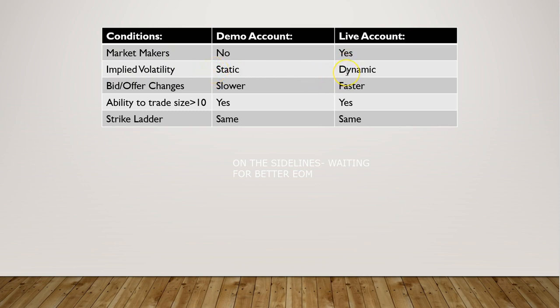And the live account is going to be dynamic. It is going to vary depending on the particular market conditions that you're in at that point. Does the bid and the offers change? Well, on the demo account, you're going to see it does tend to change a little bit slower, and on the live account a little bit faster, but not as much as you think.